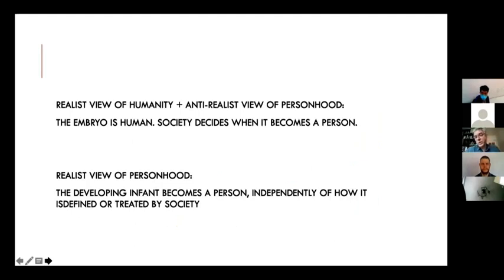So here we get to the issue of different understandings of realism. We can have a realist view of humanity and an anti-realist view of personhood. So what does this mean? It means that the embryo is human regardless of what we think. Regardless of what I think, it's human, right? But the personhood of the embryo is something that's social. In other words, this is not independent of our minds. Society decides when it becomes a person.